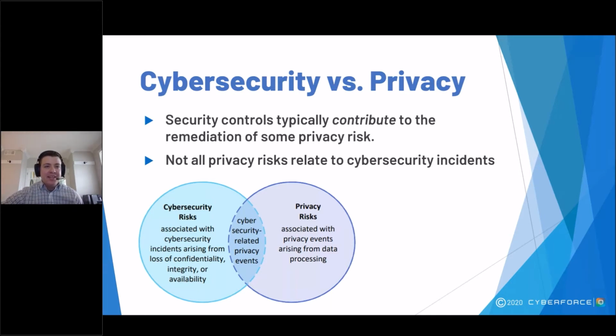The graphic that you're seeing at the bottom of the screen does a really nice job of summarizing the relationship between cybersecurity and privacy risks. This visual and others that I'll be sharing today can be found right within the NIST Privacy Framework PDF guide, and we'll make sure to share a link out to everyone who's attending.